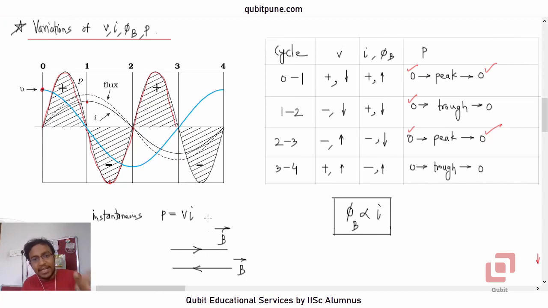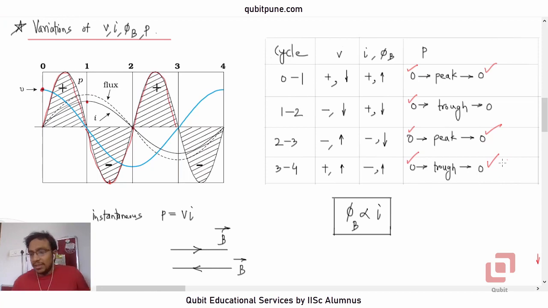Now the decay of that magnetic field will begin in the last quarter of the cycle, 3 to 4. Voltage is now positive and increasing, but the current is now negative, but it is also increasing, it is going to 0. So the power cycle will look like this, and it will start at 0, peak, and it will again go to 0, or trough, and it will again go to 0.